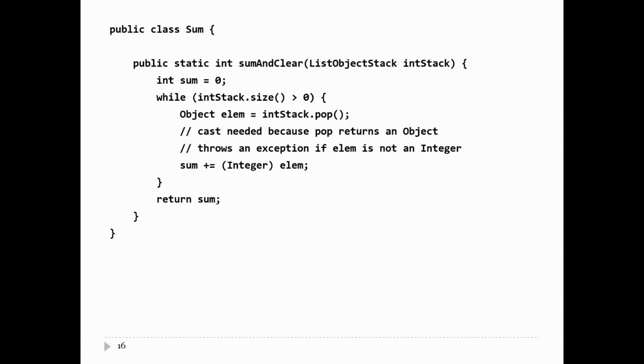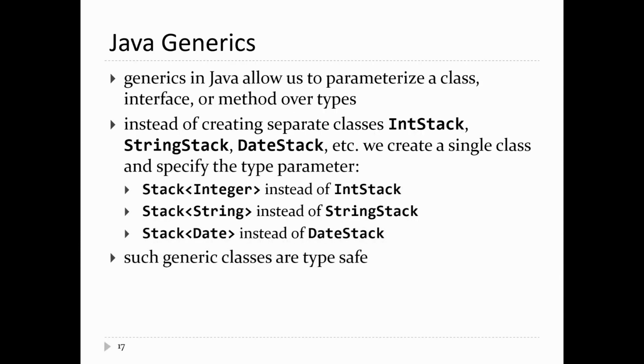And there's nothing that the compiler can do to enforce the fact that this stack should only have integer values. So in other words, the only time you can catch errors using this method is at runtime, and you'd much prefer to catch the errors at compile time. Okay, so the designers of the language eventually got around to fixing this issue.